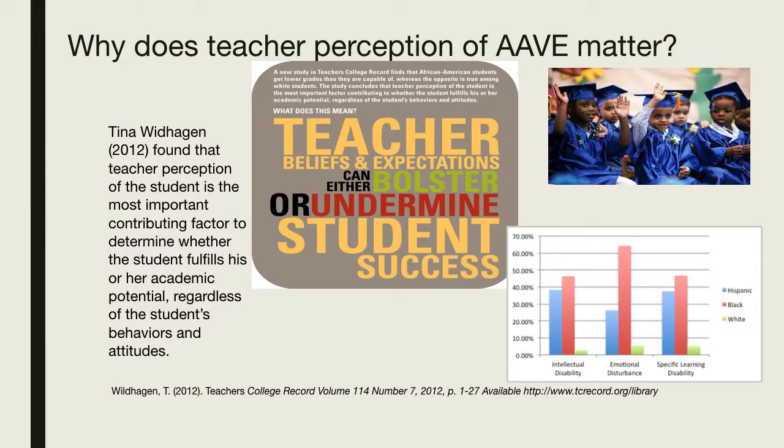So why does teacher perception of AAVE matter? Well, it matters because a study by Whitehagen in 2012 found that perception of a student is the most important contributing factor to determining whether the student fulfills his or her academic potential, regardless of the student's behaviors and attitudes. And with there being a disproportionately higher number of Black and Hispanic students being identified as having subjective-based disabilities and high incidence, such as learning disability, emotional disorder, and speech-language impairment, teachers' negative perception may be playing a role in the minimal student success we see among students of color, as well as the over-referral and over-diagnosis of students in special education.